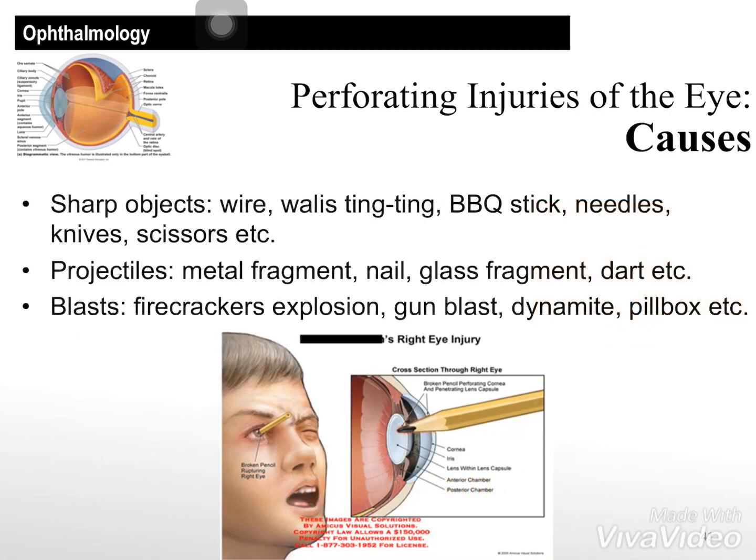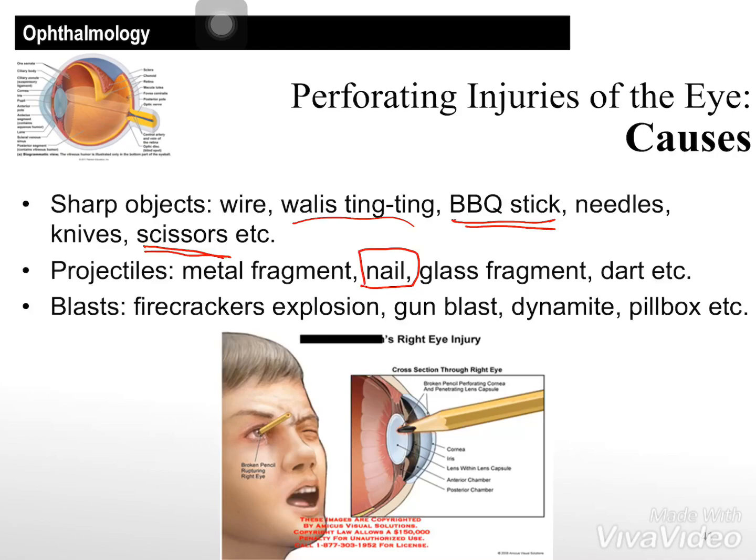Now, what are the most common causes of perforating injuries in the Philippines? We have banned or tried to ban barbecue sticks in children's parties. We have also advised teachers about the use of scissors in the kids' bags. Walis tingting is a very common material used by children when they use it as a projectile. No? Among workers, nail heads are a common source of penetrating injuries to the eye.